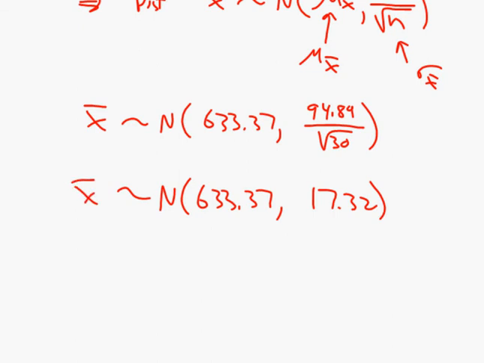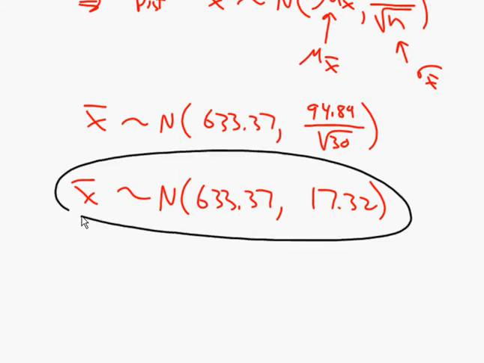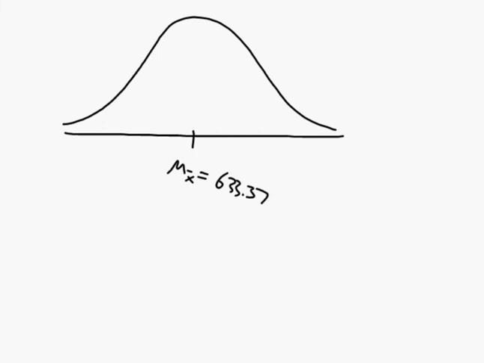All righty, so let's take a look at this distribution for a minute and talk about this. So what we know is we have a normal distribution. The mean of this distribution, the mu of X bar, is 633.37, and the standard deviation of X bar is 17.32. Now, as a researcher, if your job was to interview 30 kids and ask them what their SAT score was and compute an X bar, every time you did that, you would get another X bar.